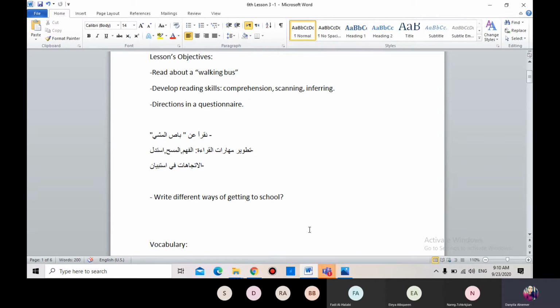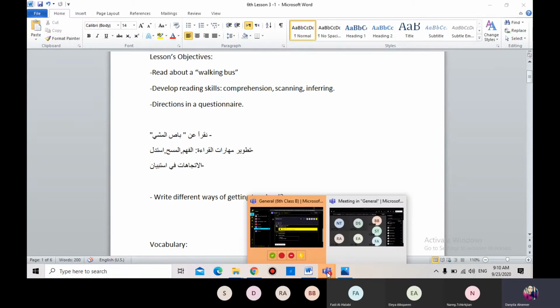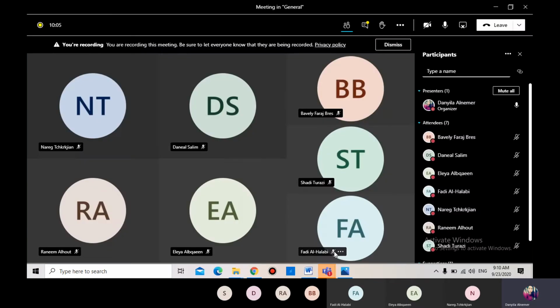So, the first thing I need to ask you here: write different ways of getting to school. Who can tell me, when you come to school, you come in a different way from your friend. How did you use to come to school last year, for instance? Who can tell me that way? Raise your hand, or you can click on the hand icon.